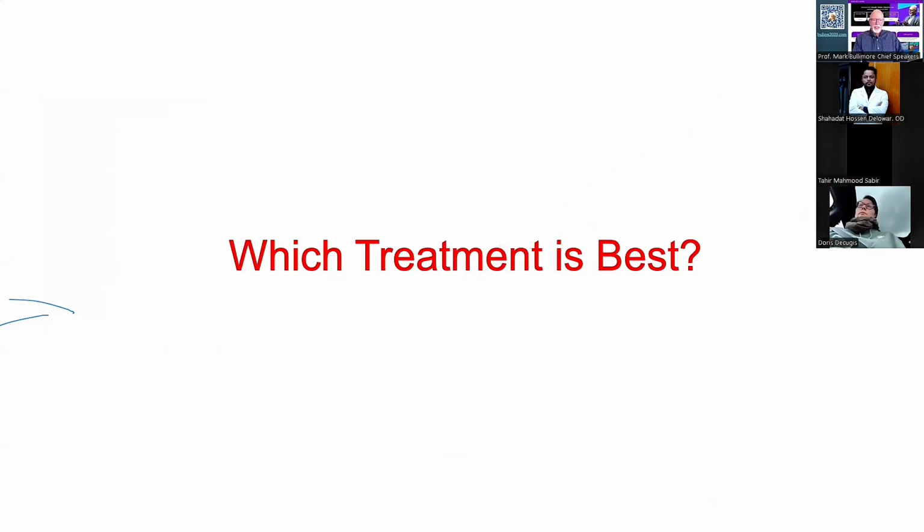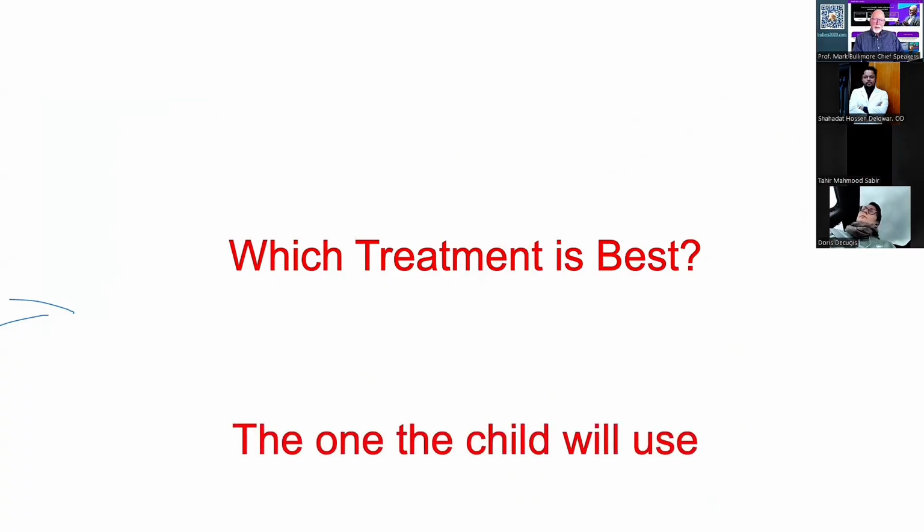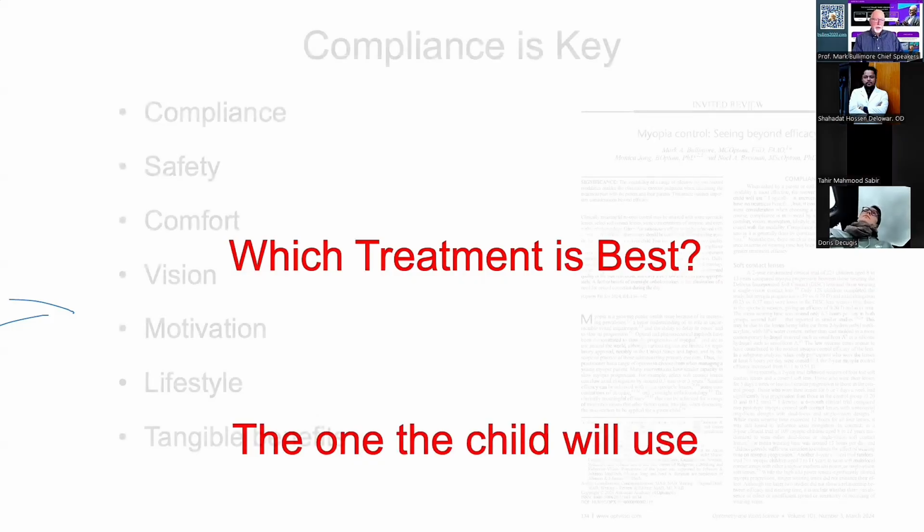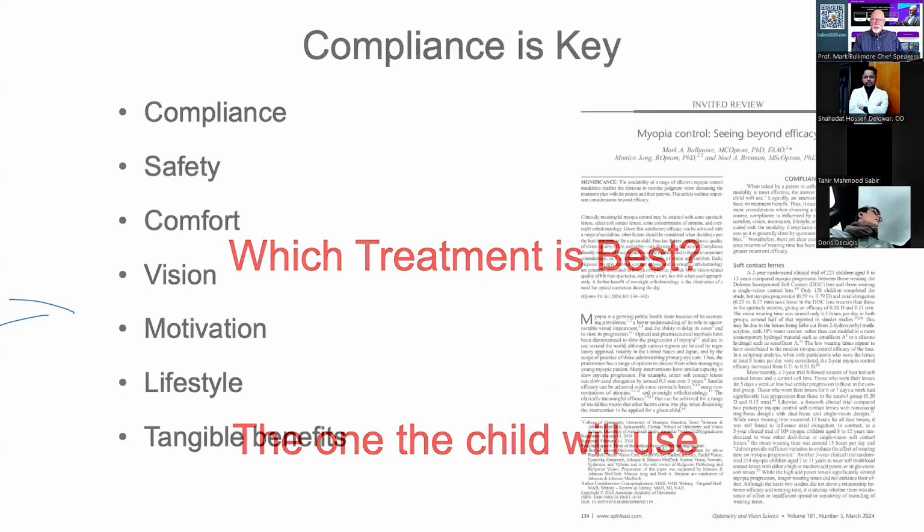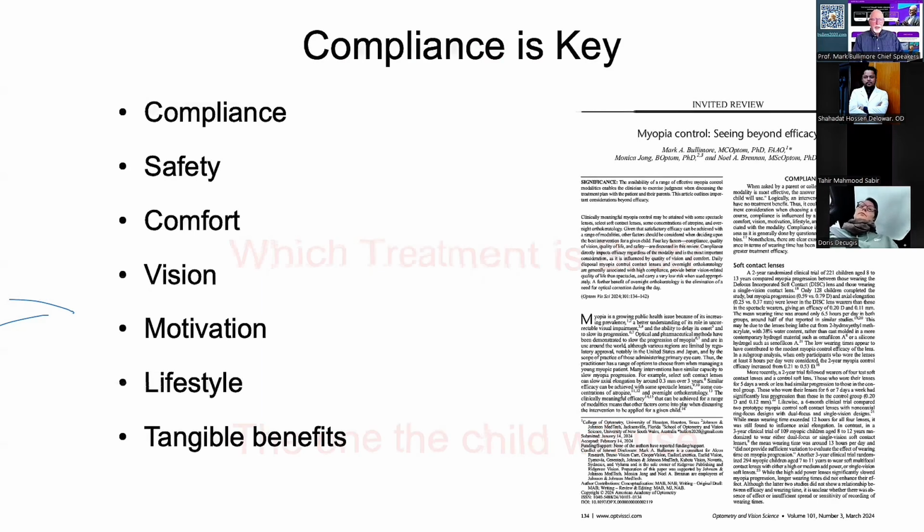In terms of which treatments are best, I get asked this often. It's like asking a mother which of her children she loves the best. My answer is always the same, regardless of who's asking me the question. It's the one that the child will use. And of course, there's a bunch of considerations that we talk about in this paper, including safety, comfort, vision, lifestyle, but really compliance is the most important aspect. So the most important aspect of myopia control is choosing something that the child will use.